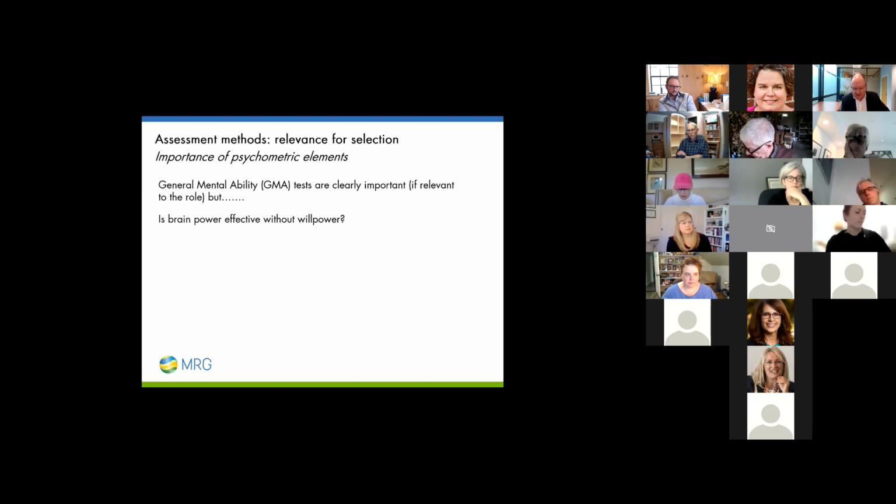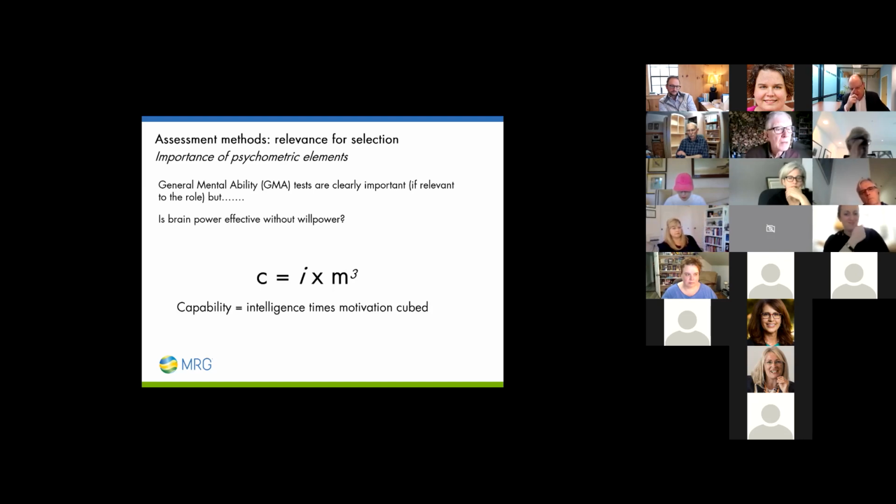And as Drew and I do love, we do love our little formulas. C equals I times M cubed. Capability equals intelligence times the cube of motivation. The basic premise is this: most people are intellectually capable of doing most things. It's not actually the biggest issue. It is clearly important, so I'm not being in any way dismissive of that.